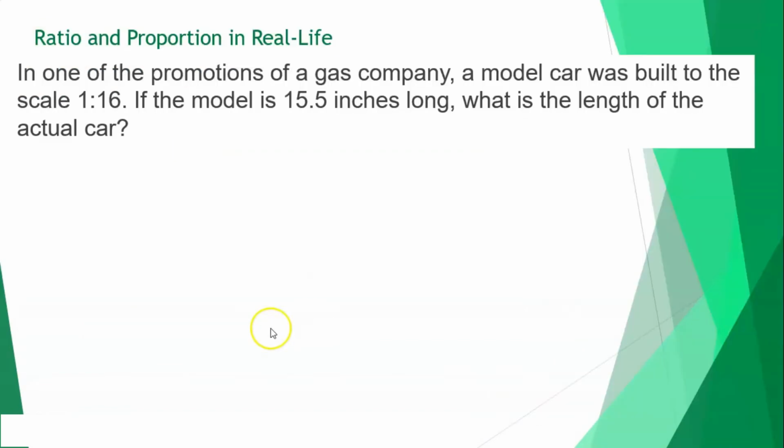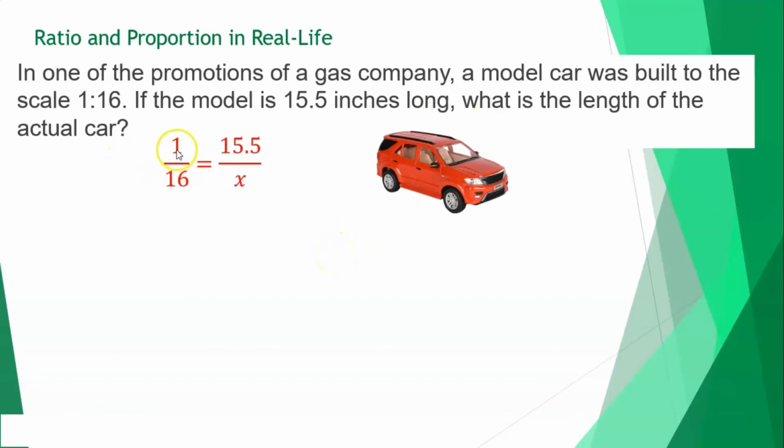Okay, next. Ratio and proportion in real life. In one promotion of a gas company, a model car was built to the scale of 1:16. If the model is 15.5 inches long, what is the length of the actual car? So with this, our ratio here would be 1/16 is to 15.5 over x. Cross multiplying, we'll get this. So the length of the actual car is 248 inches.